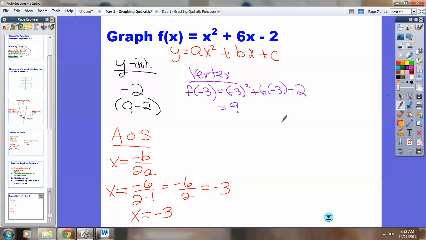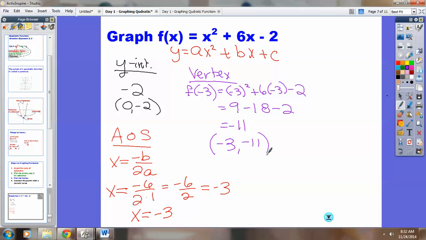I like to find my vertex this way. If you're kind of a formula junkie and you like to use that formula, by all means you can use that formula. I just feel like there's less of a chance of making a mistake if you plug it back in rather than start over and use that formula. In that formula, the opposite of b divided by 2a is your x-coordinate. Didn't we just find that when we did our axis of symmetry? And the y-coordinate is 4ac minus b squared all divided by 4a. You'll get the same value whether you do it our way or the formula way.